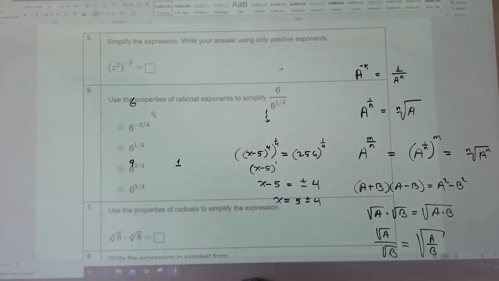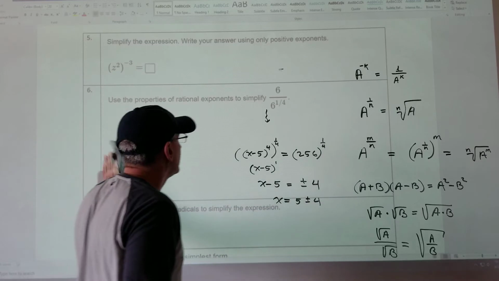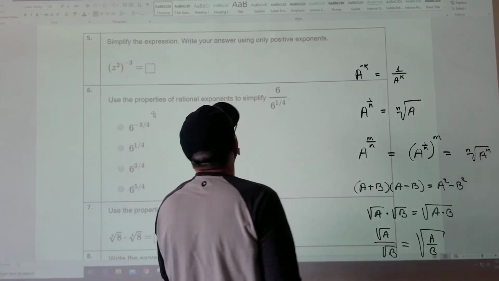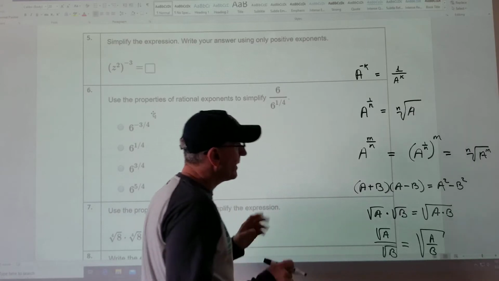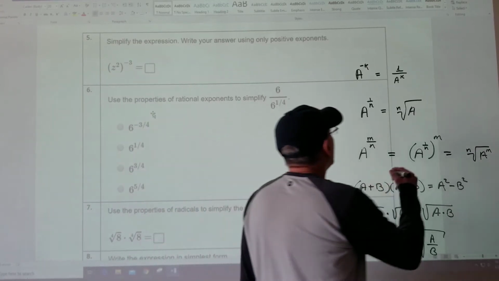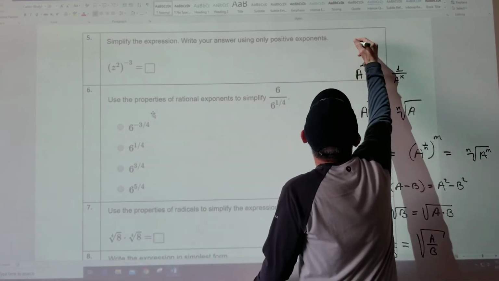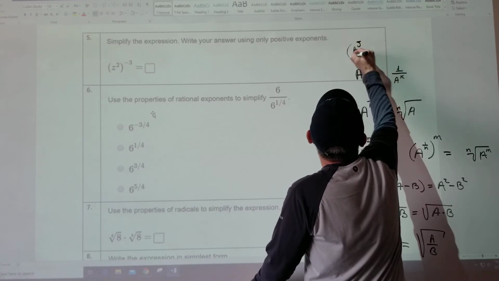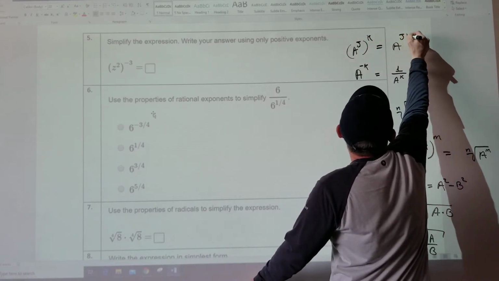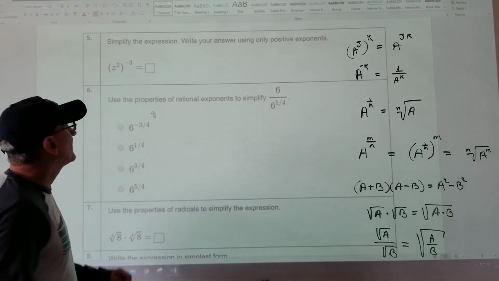Problem 5, rewrite this expression and use only positive exponents. Okay, here's a property I did not write down, but you probably remember this from first year algebra. Where can I put it? I guess up here. A to the j to the k is a to the j times k. We've already used that property today, so hope nobody got confused.